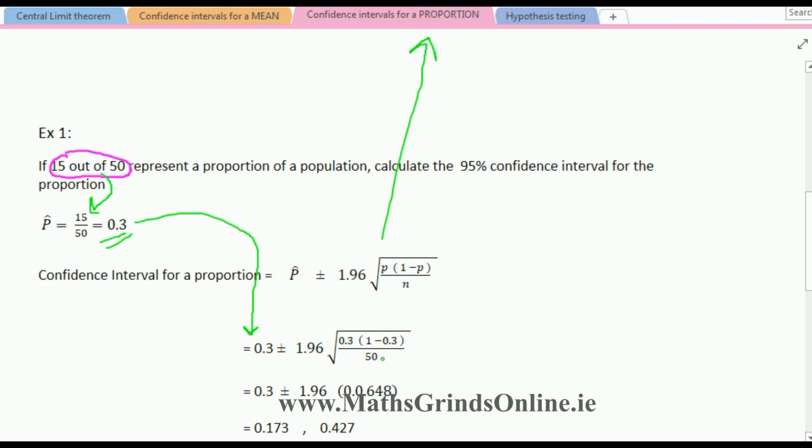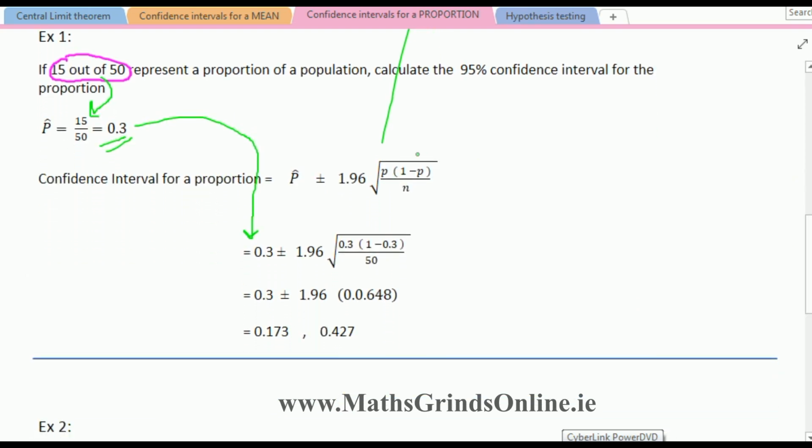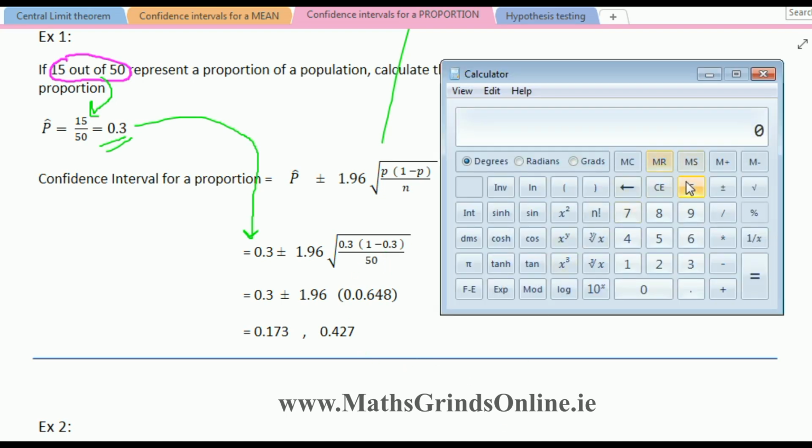What's n? The number of people involved in this particular sample. There's 50 there. That's my n, the total amount. Okay, I worked that out there. The top line becomes 0.7 times 0.3. So we'll just pop to the calculator for a second: 0.7 times 0.3, and that divided by 50.